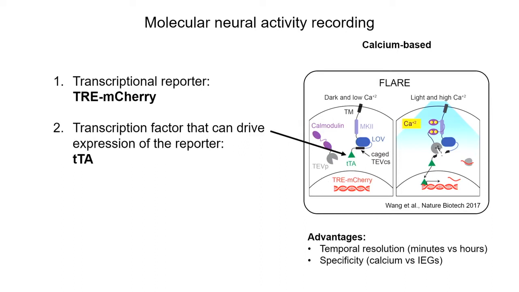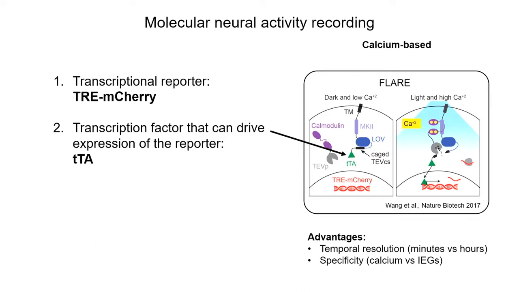To activate this transcriptional reporter, we use a transcription factor, tTA. And this tTA is normally tethered to the cell membrane outside of the nucleus. And it's tethered to the membrane via a protease cleavage site, which is fused and protected by a blue light sensitive protein called the LOV domain. And then this little complex is tethered to the membrane via the calmodulin sensing protein M13.